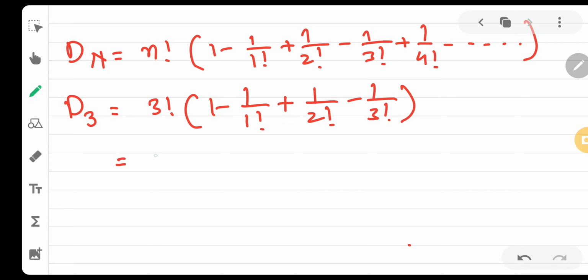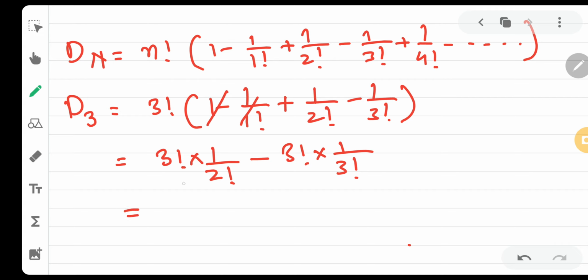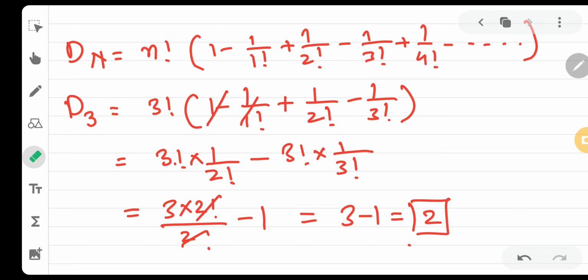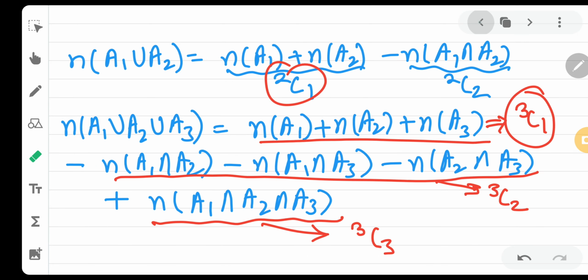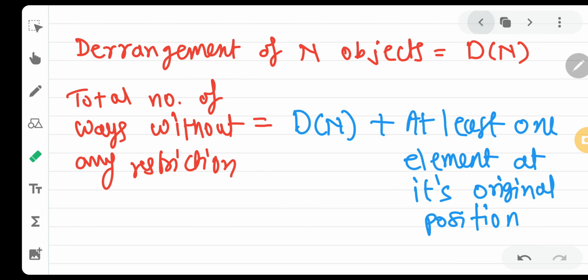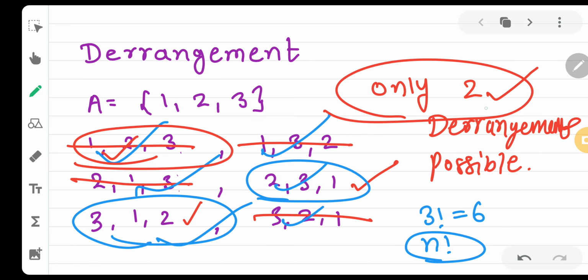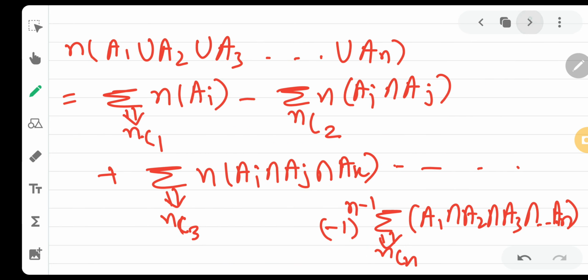Let us solve this. 3 factorial, this will get cancelled, and you have 3 factorial into 1 upon 2 factorial minus 3 factorial into 1 upon 3 factorial. So 3 factorial upon 2 factorial would be 3 into 2 factorial upon 2 factorial, and this will be minus 1. So 2 factorial got cancelled and 3 minus 1 is equal to 2. So derangement of 3 objects is possible in 2 ways, and as you can see, I have already given you the answer practically, which was nothing but 2. Amazed, right?